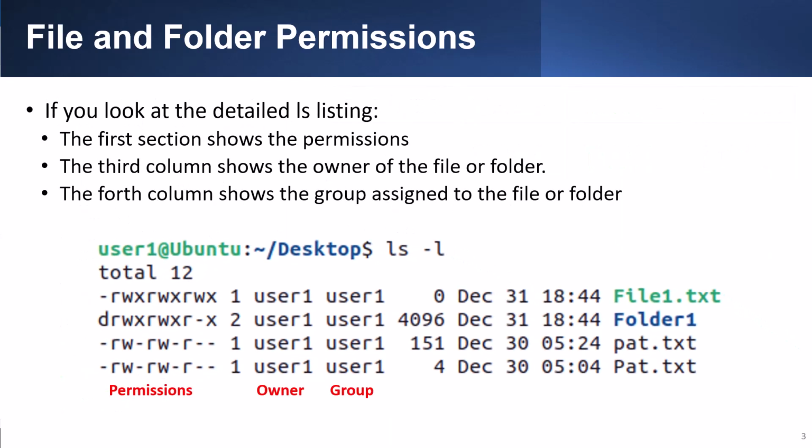If you look at the detailed ls listing, the first section shows the permissions. The third column shows the owner of the file or folder. The fourth column shows the group assigned to the file or folder.